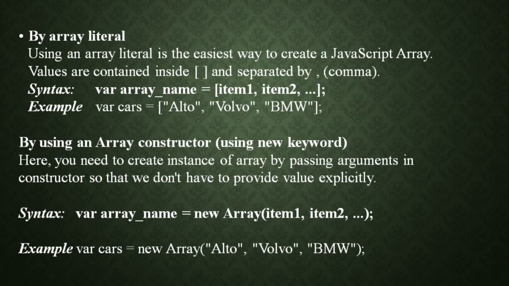Similarly, we can create an array by using a constructor. If you observe the example, a new keyword is used here: array name equals new Array of item 1, 2, and so on, n. Here we create an instance of an array by passing arguments in a constructor, so that we do not have to provide values explicitly. So for that, var cars equals new Array Alto, Volvo, BMW.